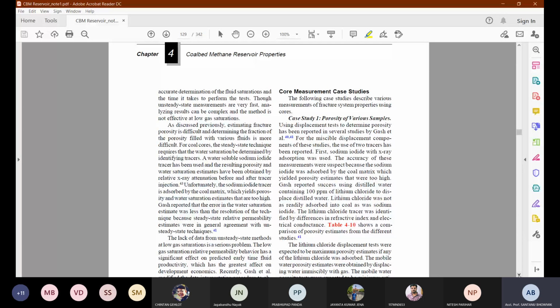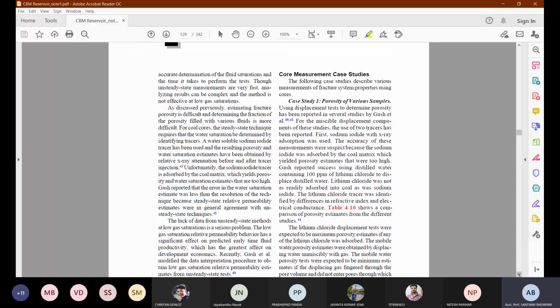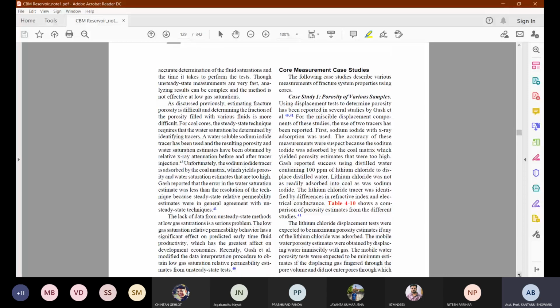However, the unsteady state is very quick. You can quickly get this unsteady state, and it is easy also, but then you will not get the earlier time data. The more data you get, the more information you will have.